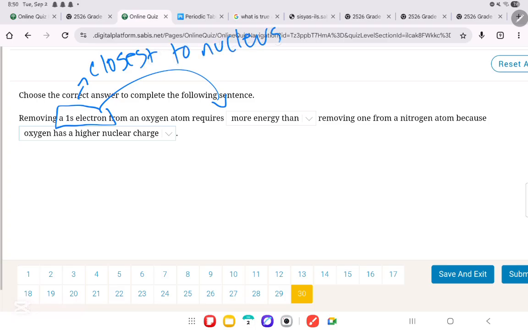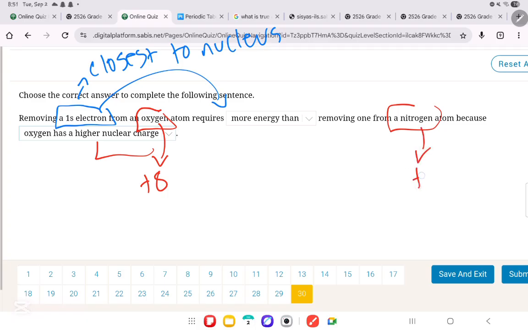But now they are comparing it to what? They're comparing the 1s electron between oxygen and nitrogen. They're saying that it requires more energy to take the 1s electron from the oxygen than from the nitrogen. Why is that? It's because of the nuclear charge. What does nuclear charge mean? Very simply, the number of protons each one has. Oxygen has a nuclear charge of +8 and nitrogen has a nuclear charge of +7.